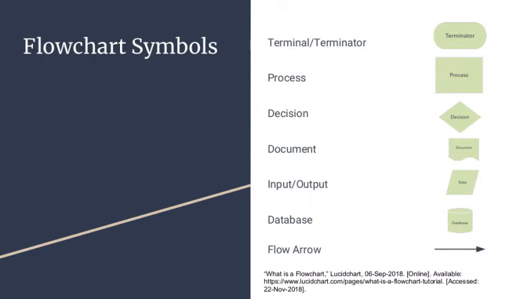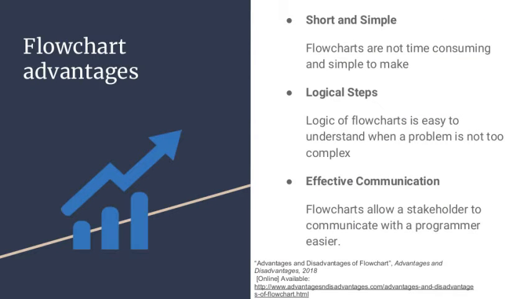Input-output symbol, also referred to as the data symbol. This shape represents data that is available for input or output, as well as representing resources used or generated. Database symbol represents data housed on a storage service that will likely allow for searching and filtering by users. Flow arrow symbol. These symbols are used to connect other symbols together. These represent flow sequence. As with every software design method, flowcharts have their own benefits and limitations.